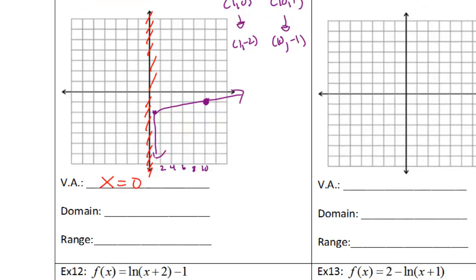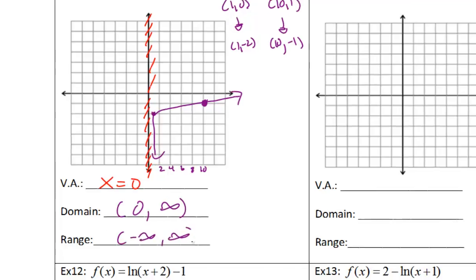What's the domain of this? Well, the furthest left I want to get is 0, so it's 0 to positive infinity. And the range, bottom's an arrow, top's an arrow, so negative infinity to positive infinity.